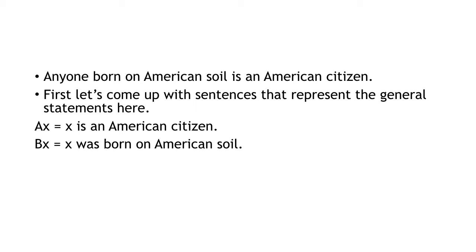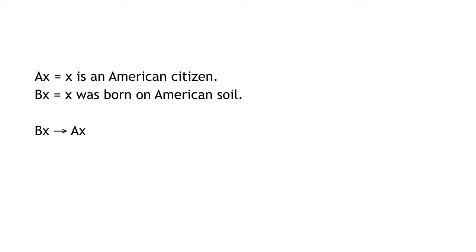Well, what conditional will we use? I think BX arrow AX: if X was born on American soil, then X is an American citizen. This represents that statement really well. If you're born on American soil, you're an American citizen. BX, born on American soil; AX, American citizen. You know, if Joe was born on American soil, Joe's an American citizen. You might say B lowercase j arrow A lowercase j.